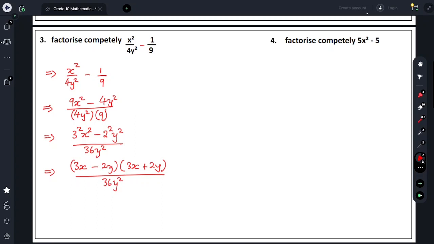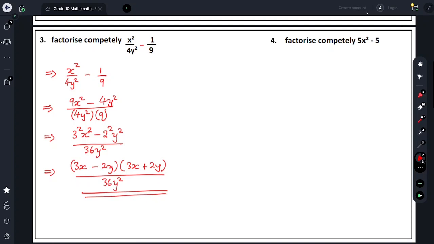Yeah, so this one we cannot go further. This is where we can end. So we can end just here as the answer. Okay, we have factorized completely.